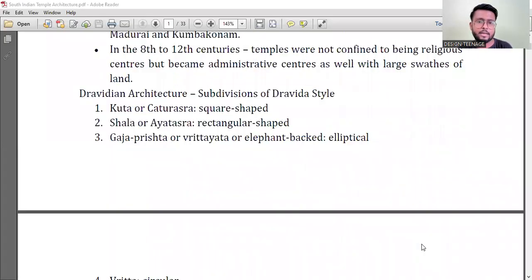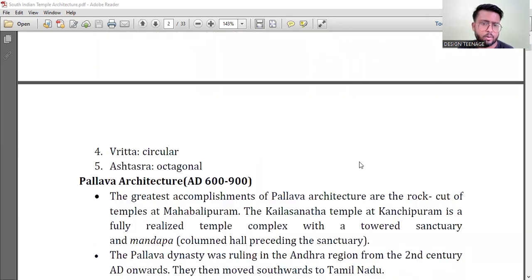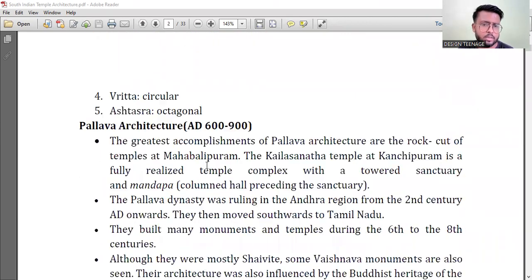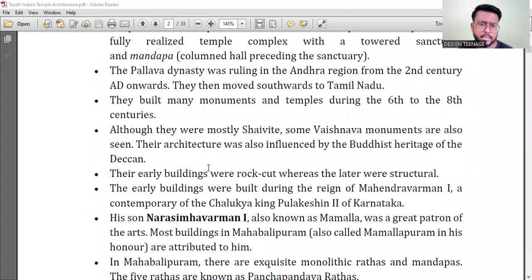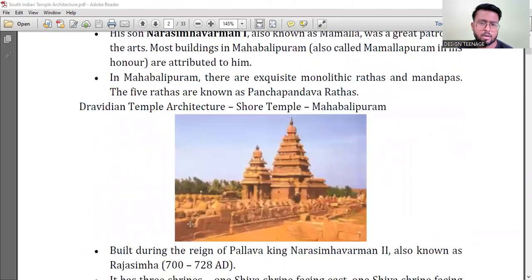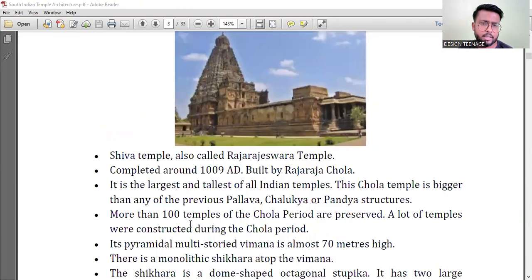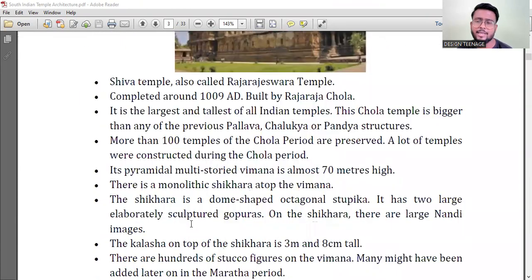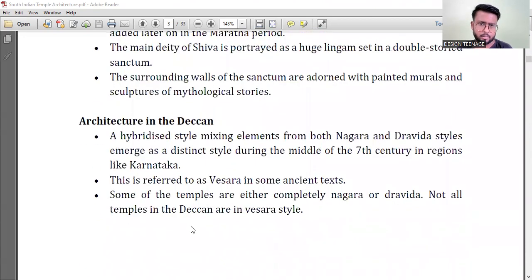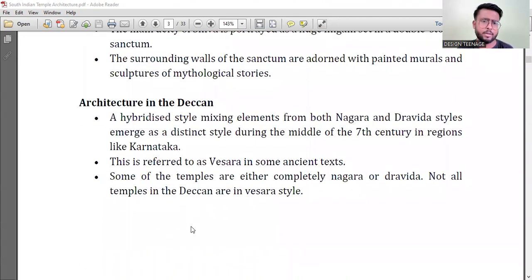Okay. Now, over here in Dravidian architecture, we have a few subdivisions. One is the Kuta, or the square shaped. Another one is the rectangular shape, the Shala or the Ayatastra, and the Gaja Prishta, or the Vrityata, the elephant backed elliptical. Okay, and two more, circular and octagonal. These are just examples given for you. Okay, Pallava architecture, and apart from that, several other things, the Shiva temple and all. Just go through this, read it at home. Nothing much to understand from here.